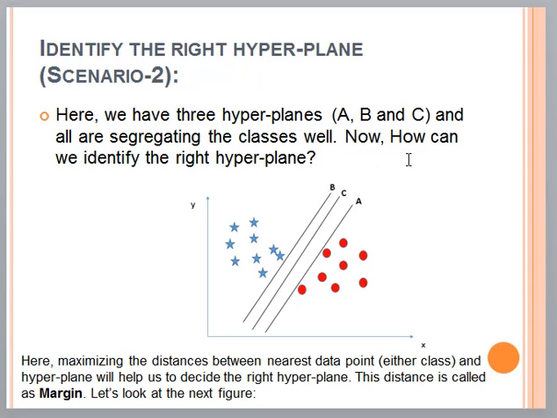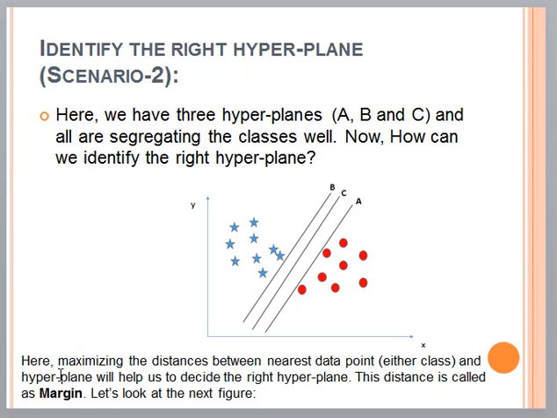So how can we now say which hyperplane is the best hyperplane for this problem? Because all these hyperplanes are performing well in segregating the two classes. But we need to select one hyperplane or one line which is the best among these three. So what is the criteria upon which I can decide that this hyperplane is the best one?